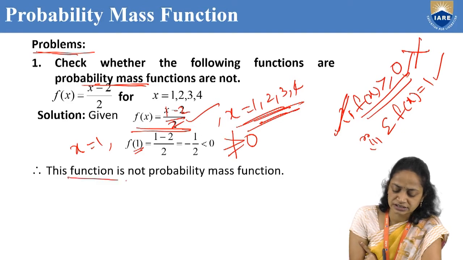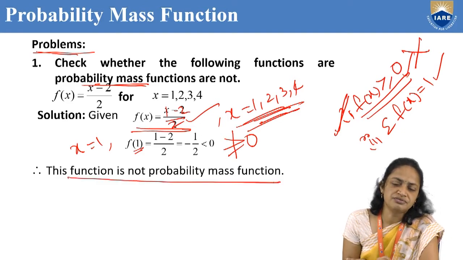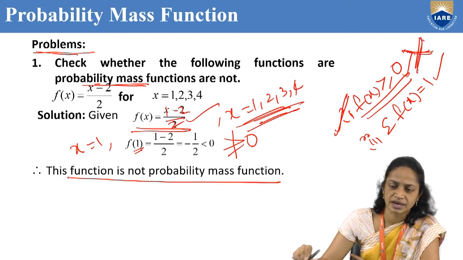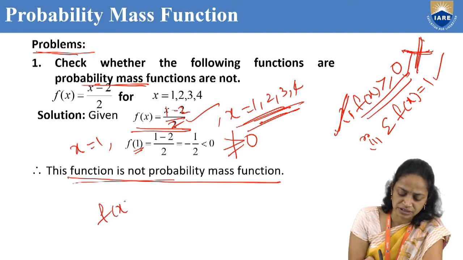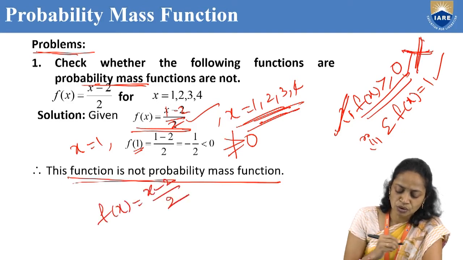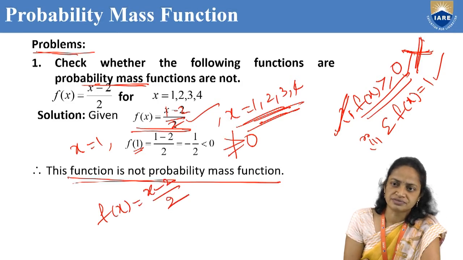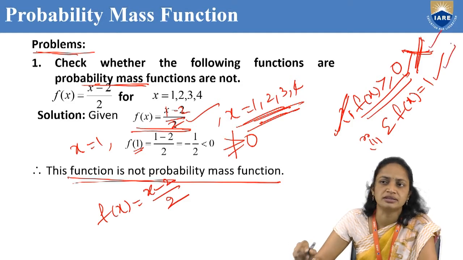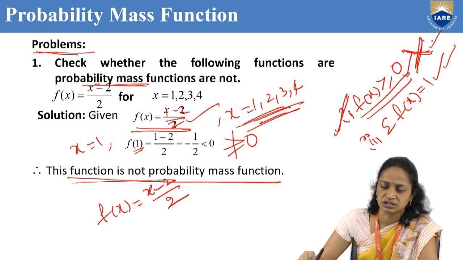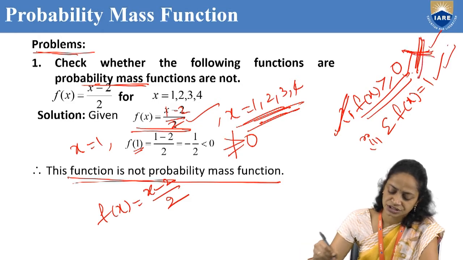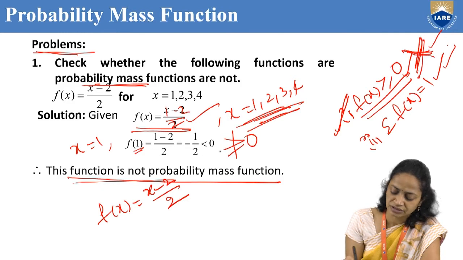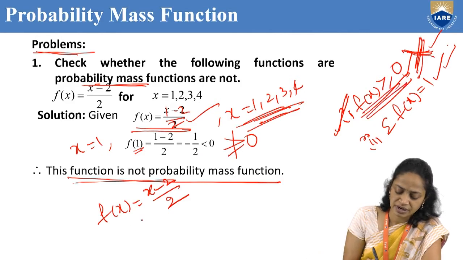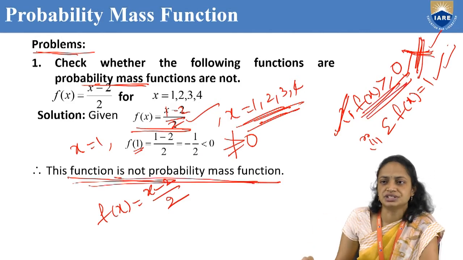Therefore, the function is not probability mass function because it is not satisfying our first condition. So our function f of x equal to x minus 2 by 2 is not probability mass function. If the function satisfies the first condition and the second condition, then only the function is probability mass function. But here it is not satisfying the first condition, f of x greater than or equal to 0, so that is not probability mass function.